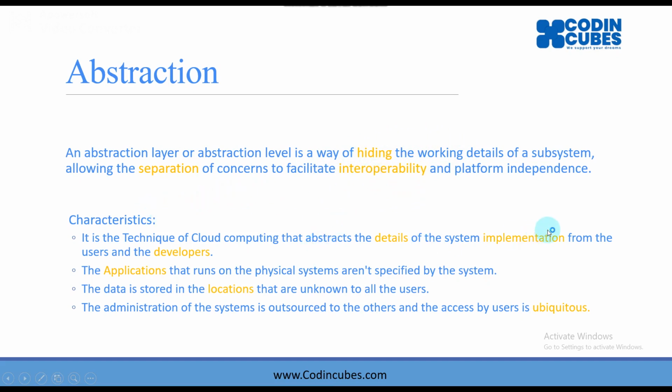So here are the characteristics: if we want to do any implementation, then we use this property, and if we want to run any application which is not specified by the system, we use this property. And if we want to store any data which has its location separated from the user, we can do it by this. It also helps the administration to perform various tasks.